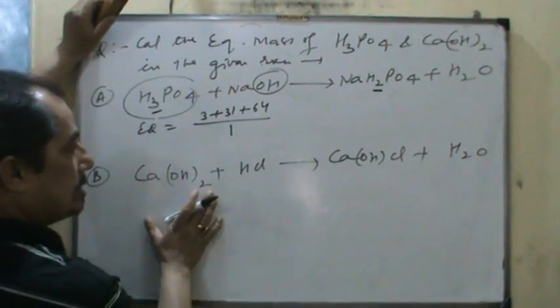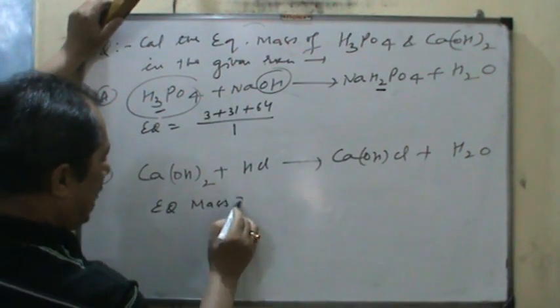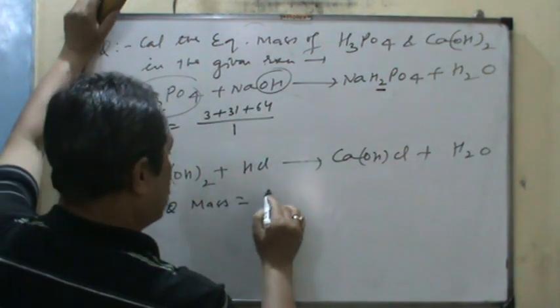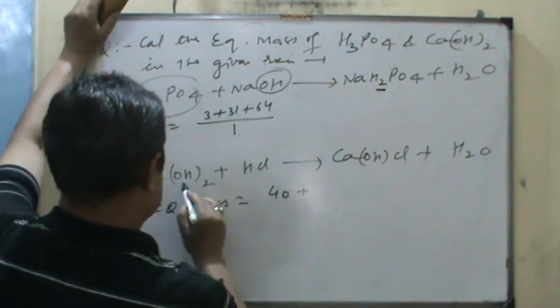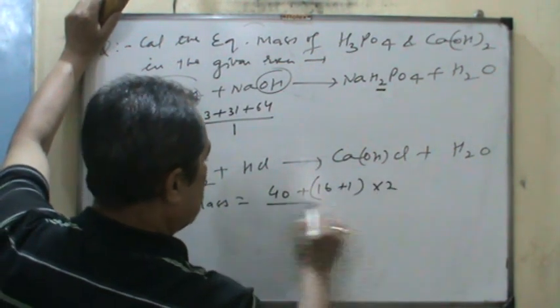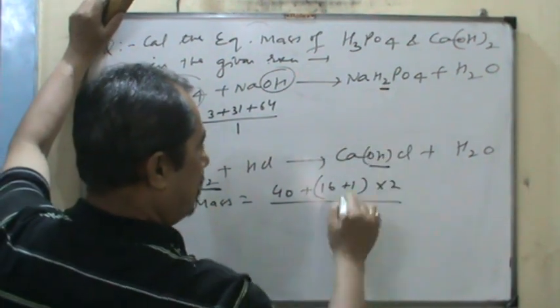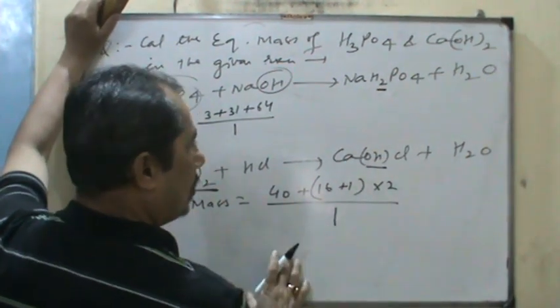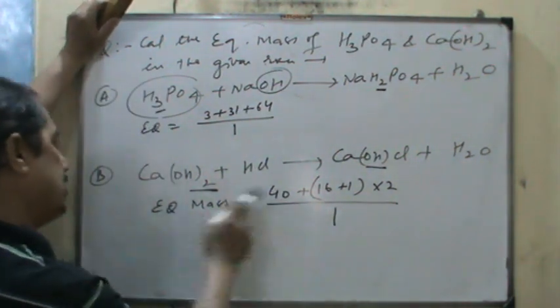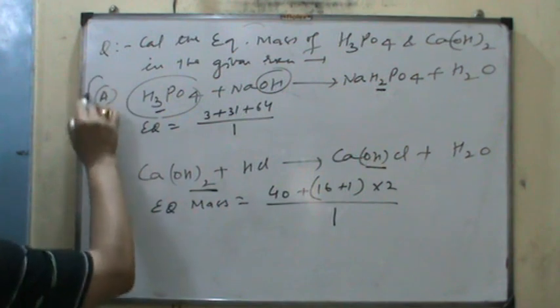Similarly here, you can calculate the equivalent mass. The molar mass is 40 plus (16 plus 1) multiplied by 2, divided by, out of 2 OH, only 1 OH participated in the reaction. Therefore, 1 is the acidity of this. This is the way you can calculate the equivalent mass.